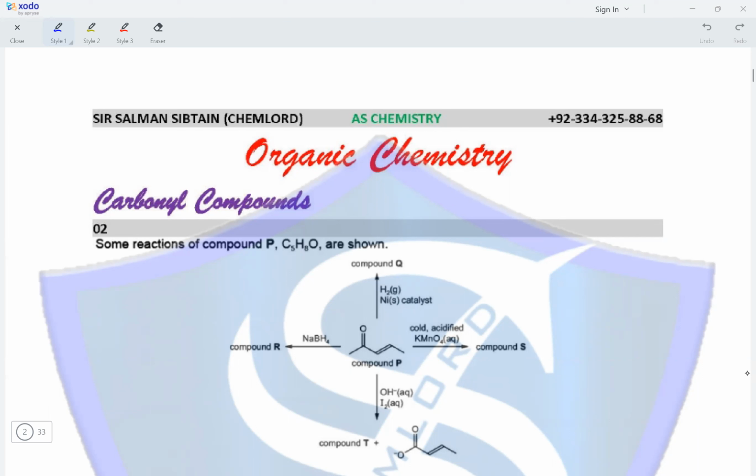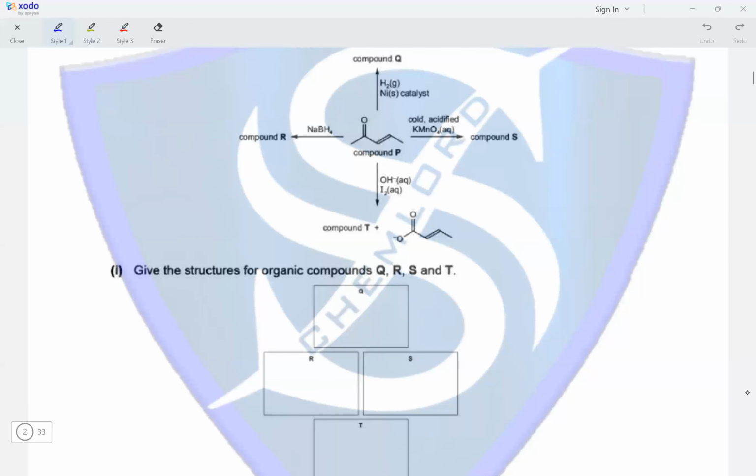And when it is reacting with alkali and iodine, it is forming compound T plus a compound which contains a double bond and a carboxylic group. So now we need to put down the structures of these compounds Q, R, S, and T.